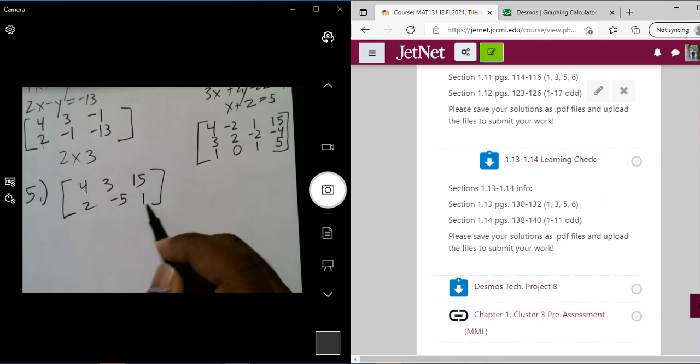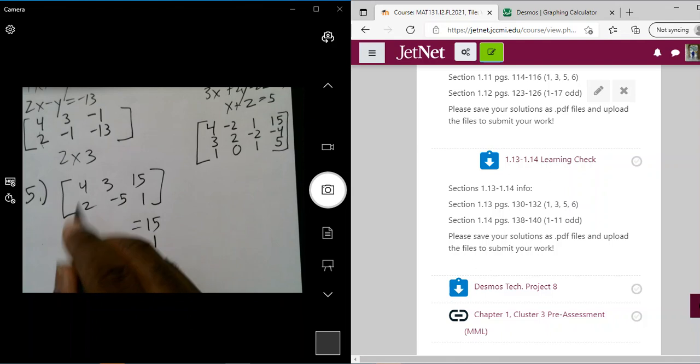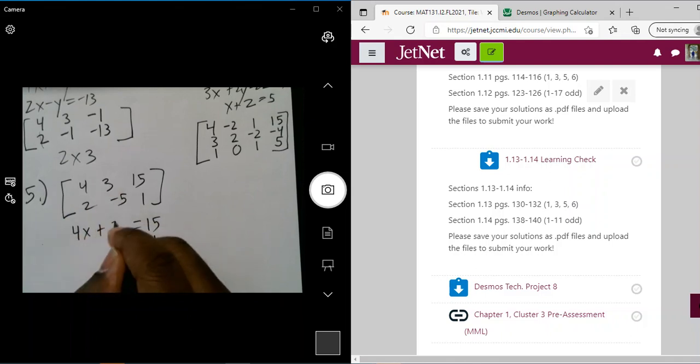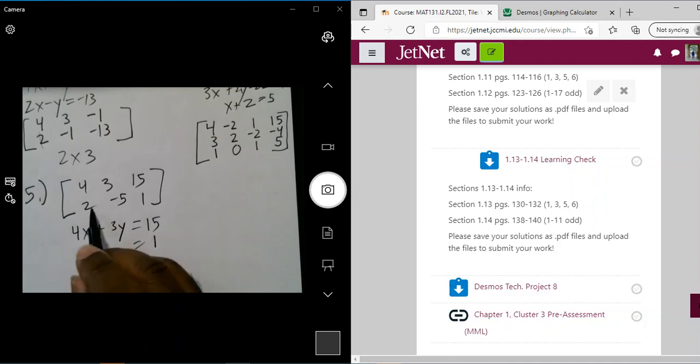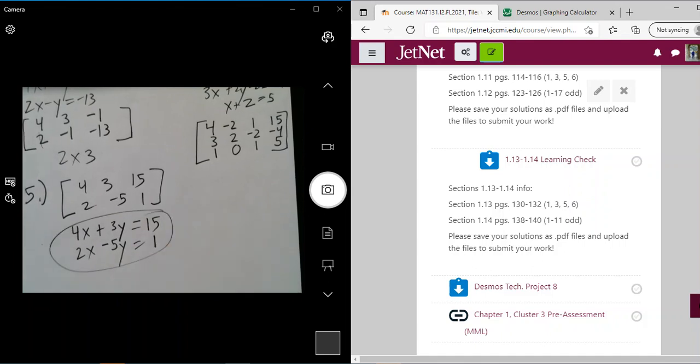Now we know the last number in each of these matrices is the number after the equal sign. That's the first thing. So that means we're dealing with 2 values here. So we know the 2 values would be x and y, the coefficients of x and y. So this would be 4x plus, since that 3 is positive, 3y. This right here would be 2x, and since this is negative, it would be minus 5y. And those are your two equations.